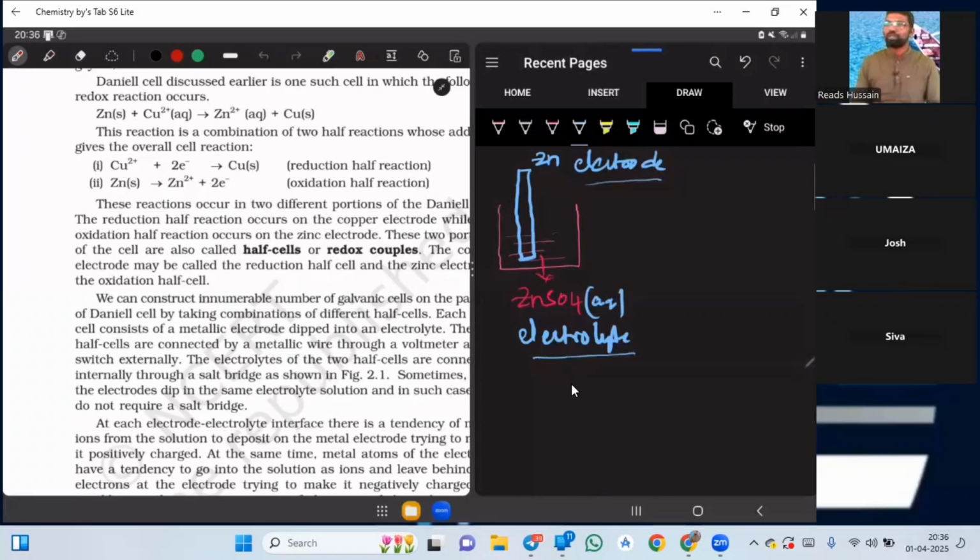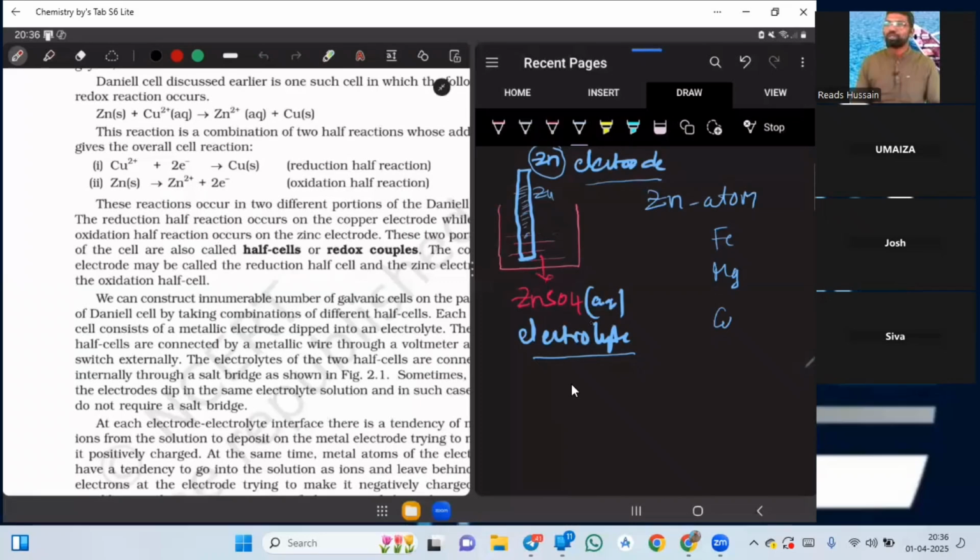Remember, what does the zinc electrode contain? This is zinc metal. Zinc metal contains zinc atoms. Iron metal contains iron metal atoms, magnesium contains magnesium metal atoms, and copper contains copper metal atoms. Similarly, zinc metal contains a huge number of zinc atoms. That means this rod consists of a huge number of zinc atoms.